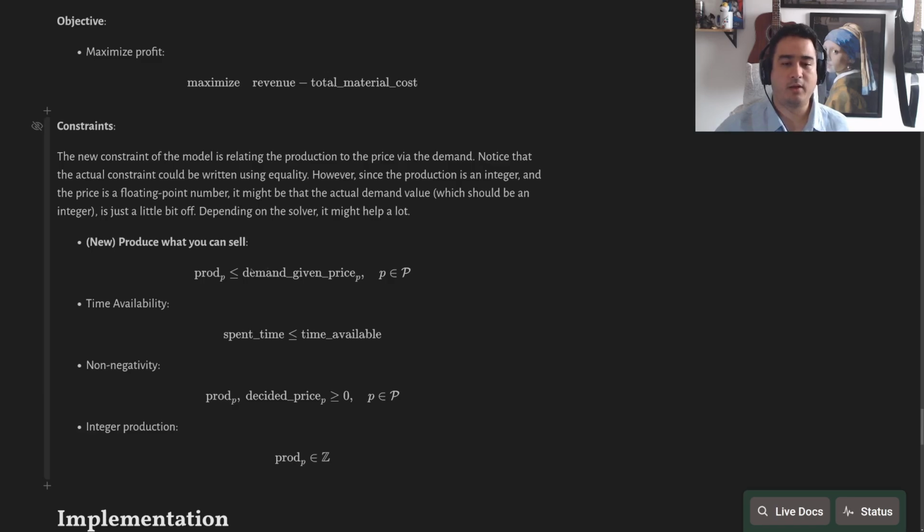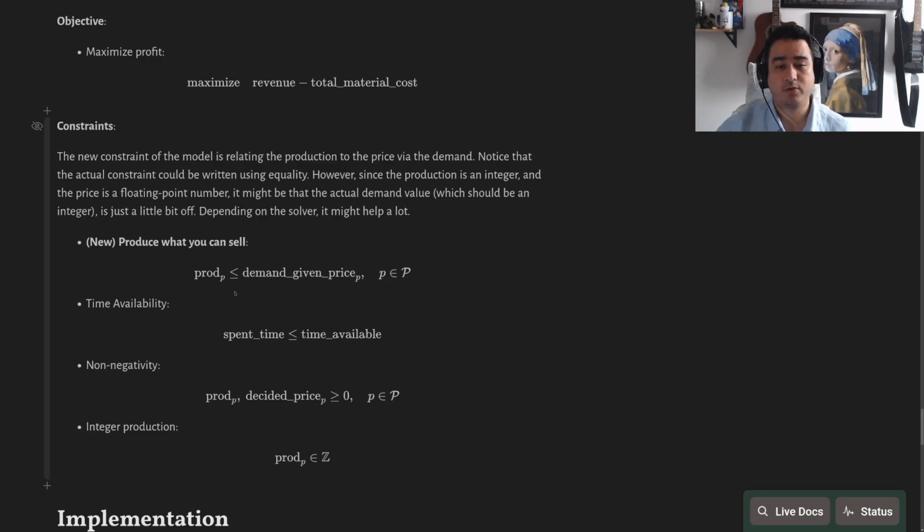Why are we not using that explicitly then? Because numerically, the solver might have issues solving that. Because the production is integer and the demand given price is a floating point, it might be harder for the solver to make this an equality. For many solvers that won't matter, and I actually have not tried it for this solver that I'm using, but I thought it would be better to just leave it like that.